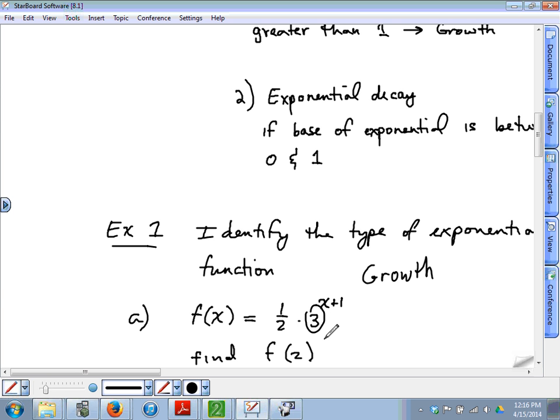Oh, the f is 2. So if I'm asking you to find f of 2, that means this x right here becomes a 2. So this becomes 1/2 times 3 to the 2 plus 1 power, because x is now 2. The 2 plus 1 is 3, and then 3 to the 3rd is 27, and half of 27 is 13.5.